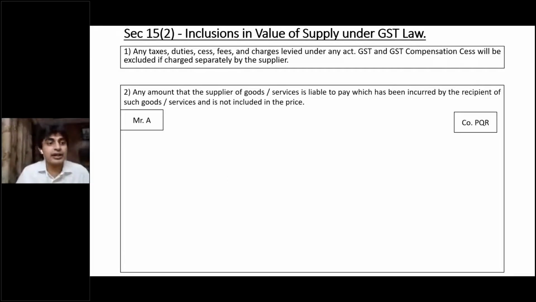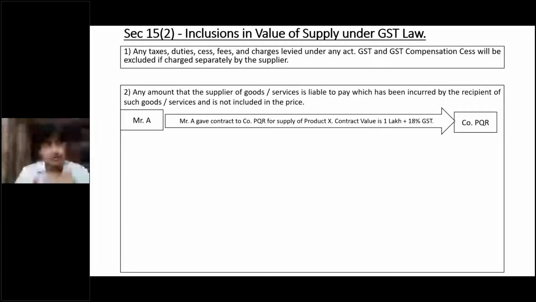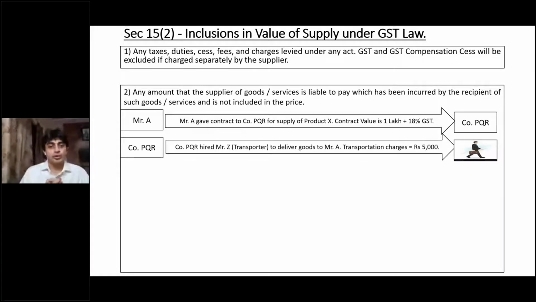See this. I will give you one example. Mr. A has given contract to company PQR for supply of product X. Contract value was how much? 1 lakh plus 18% GST. Company PQR hired Mr. Z, transporter, to deliver the goods to Mr. A. Company PQR के पास ट्रक नहीं होगा, so it hired the transporter, and company PQR will pay 5,000 to the transporter.